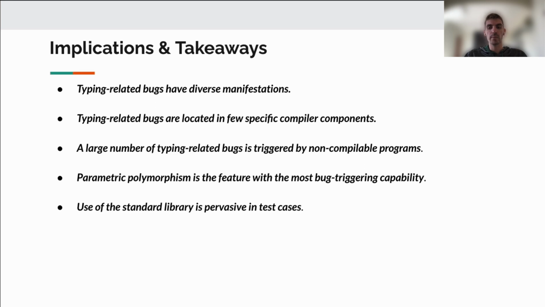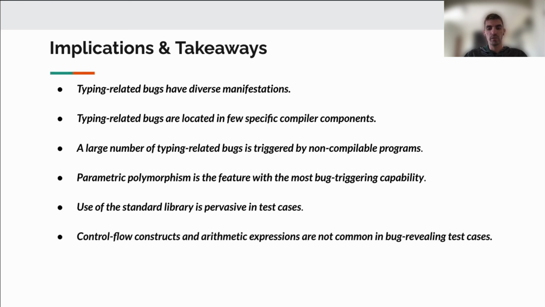Furthermore, the use of the standard library is pervasive in test cases. An interesting direction for stress testing compilers could be the generation of small expressions that use these APIs in a complex manner without requiring the generation of the corresponding definitions. Another observation is that control flow constructs and arithmetic expressions are not common in bug-revealing test cases of typing-related bugs. As a result, current program generators that focus on optimization bugs may not be useful for producing meaningful test cases for typing-related bugs.